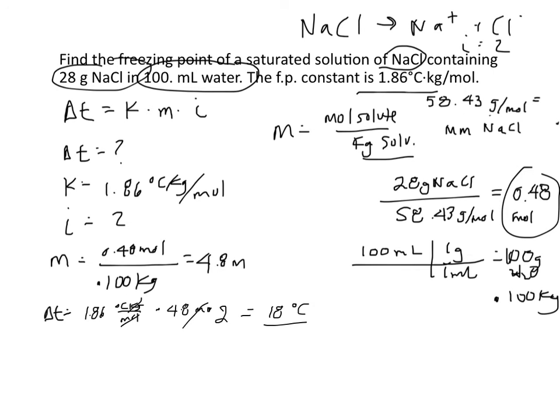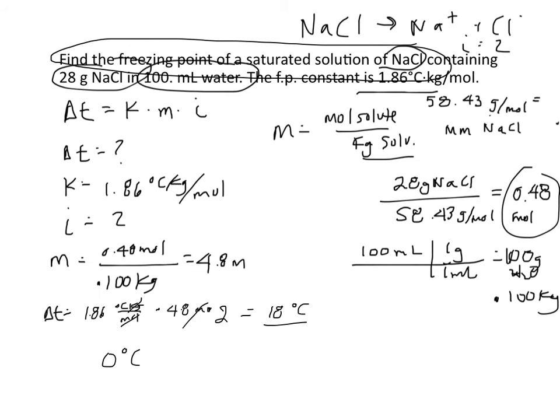Now, that is with respect to just water. My solution is not just pure water, it's solvent and solute combined, in this case NaCl dissolved into water. So in order to find the new freezing point of the solution, I'm going to take the freezing point of the solvent, which in this case is 0 degrees C, because water's freezing point is 0.